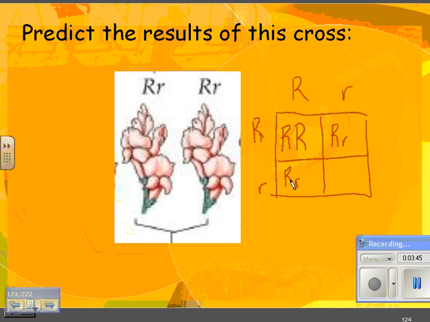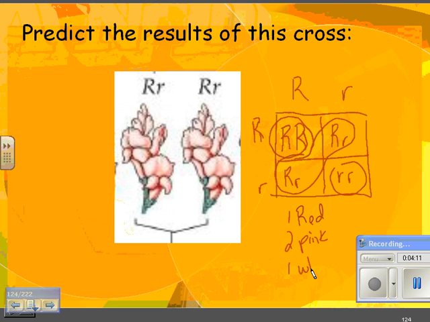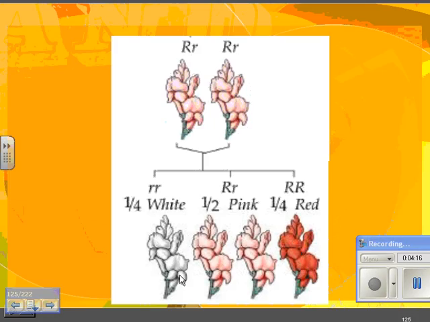You could say little r, big R. Typically, we put the big one first, but it doesn't really matter. If that sperm fertilized that egg, you'd get little r, little r. So this used to be a 3-to-1 ratio, but now that we know about incomplete dominance, this trait is actually incompletely dominant. So we get one red for every two pink, and we get one white. One red, one white, and two pink.